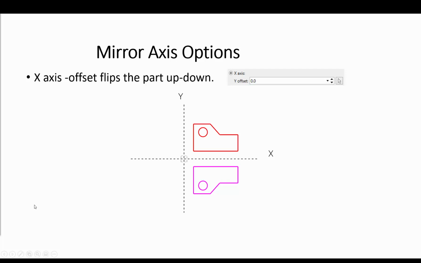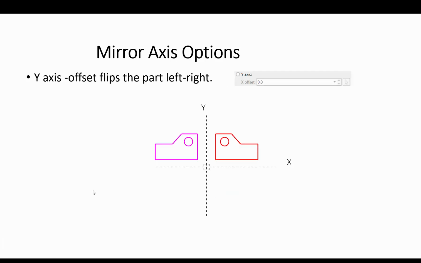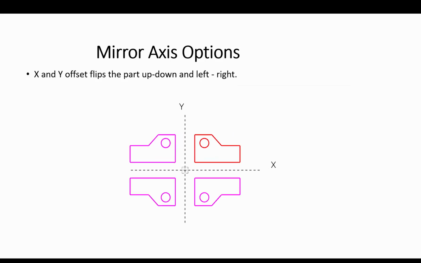These are the mirror axis options available in Mastercam. You can mirror the geometry about the x-axis, which, as you could see, flips the part up and down about the x-axis. You can also mirror the part about the y-axis, which flips the part left to right or right to left. Another option is x and y axis. You can flip the part up and down and left to right.